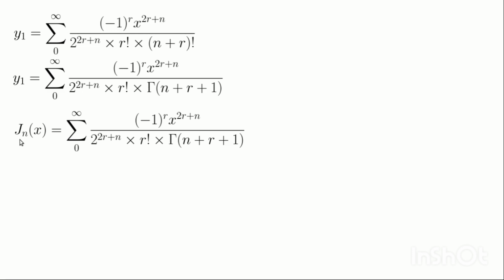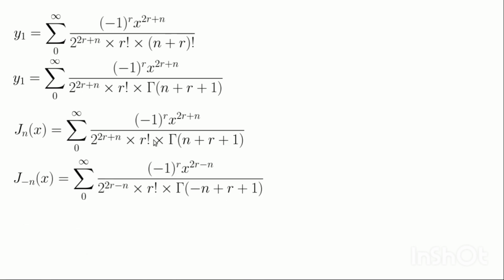So wherever we see n, we replace it with minus n, and we have J_(-n). This is the second solution. We don't have to solve it again. We just look at this and replace n with minus n. So our final solution will now be the combination of these two, which is y equals A J_n(x) plus B J_(-n)(x).